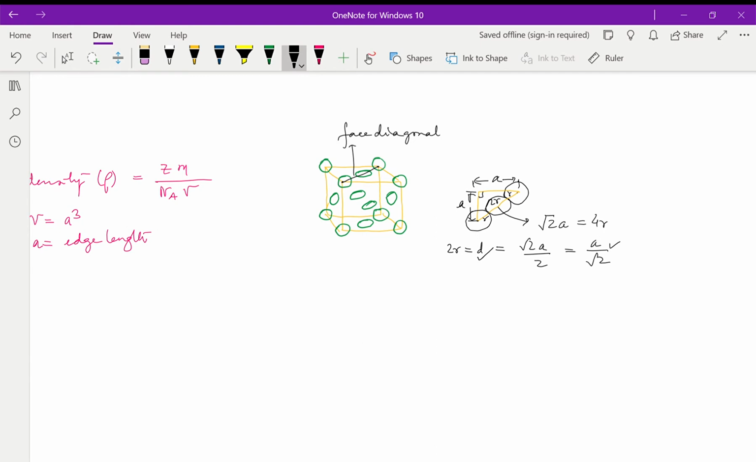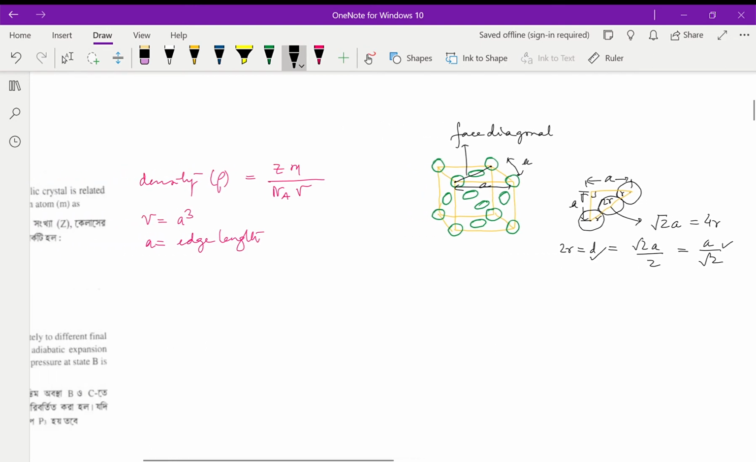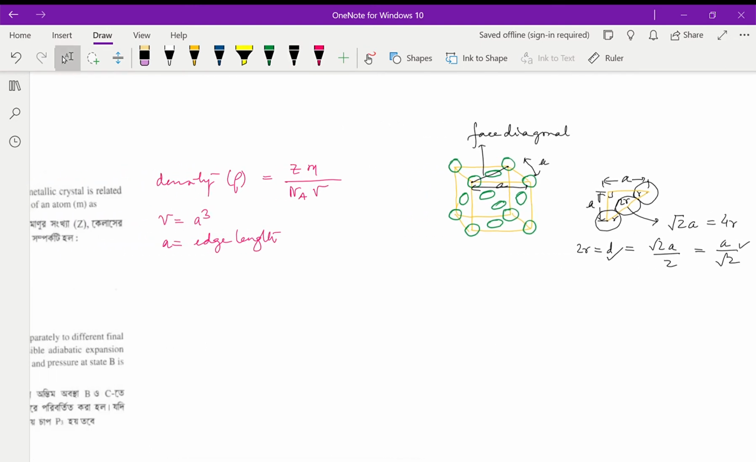So what is your edge length out here? This is the a. From here to here, that is the a. That is your edge length. So we got the relationship between d and that of the edge length.